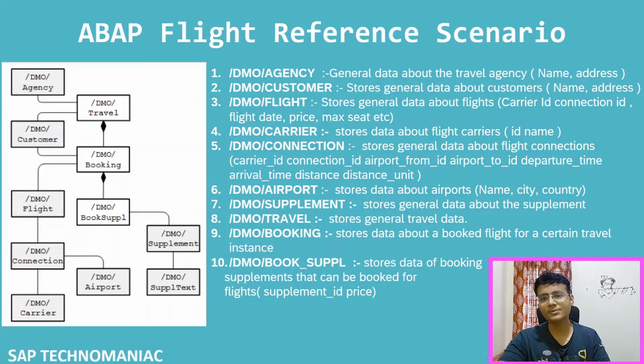To start with this flight reference scenario, if you look at the trial account, you already have these tables on your BTP trial account, and these tables have data. If you try to search for VBAK, VBAP, those tables are not available, since this is a platform as a service. You just have to develop your application there.